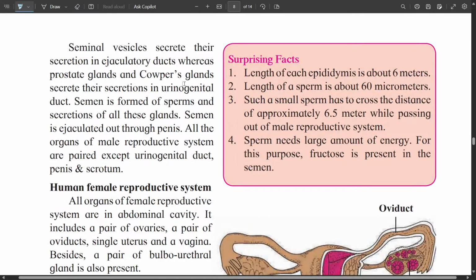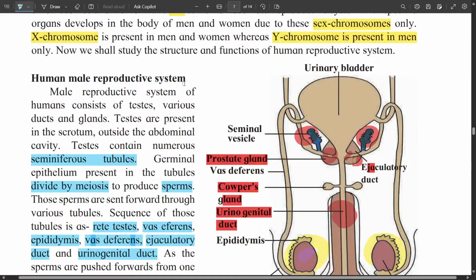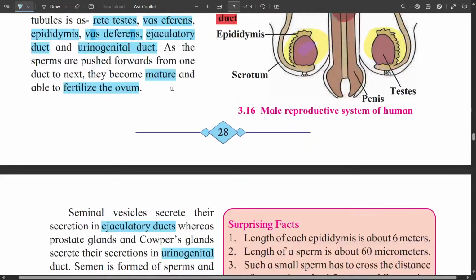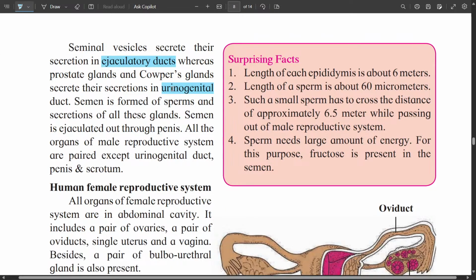Seminal vesicles secrete their secretion in the ejaculatory duct, whereas the prostate gland and Cowper's gland secrete their secretion in the urinogenital duct. Semen is formed from sperms and secretions of all these glands. Semen is ejaculated through the penis.